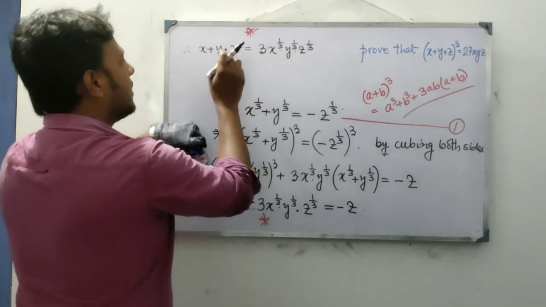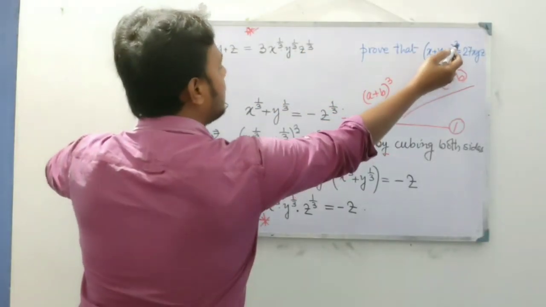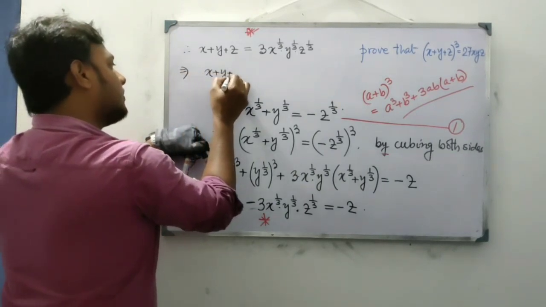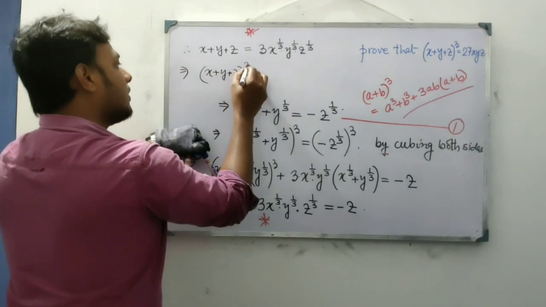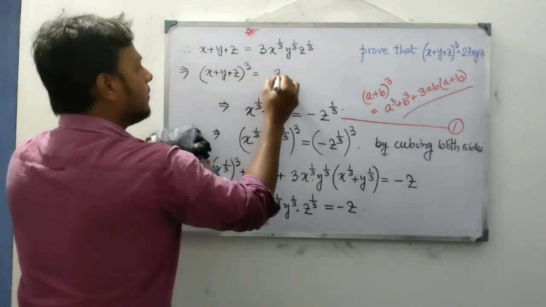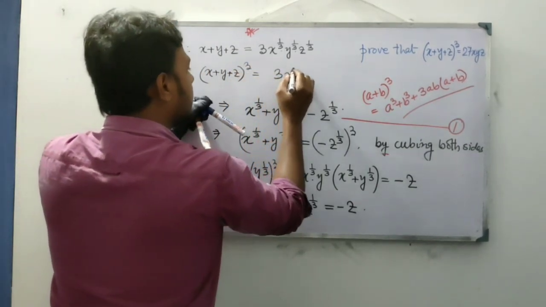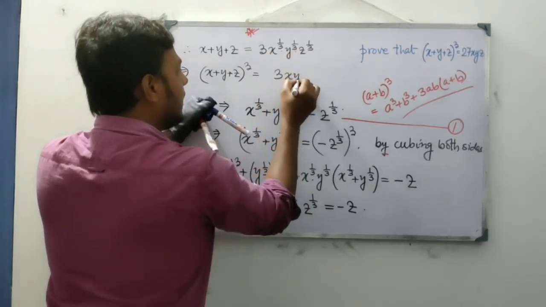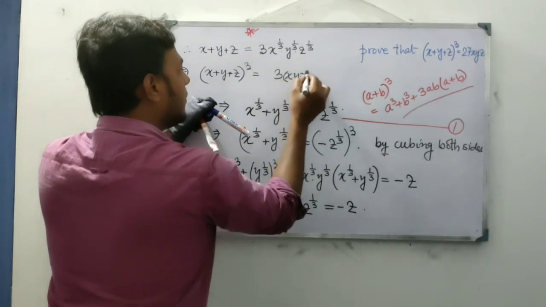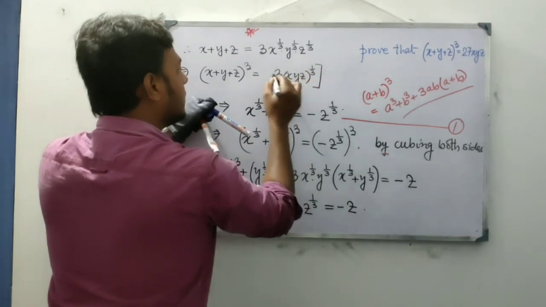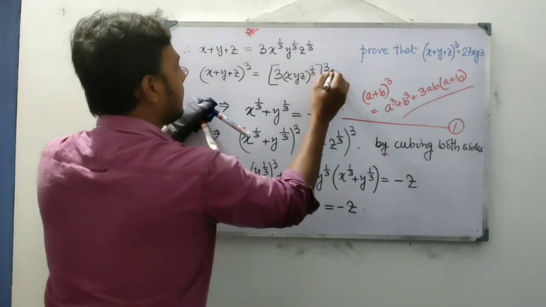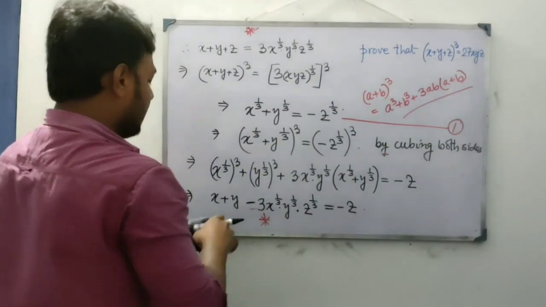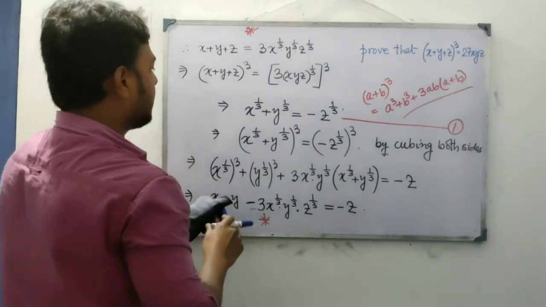Now again cubing both sides. We have to prove x plus y plus z whole cube, so we have to cube both sides. The left hand side will be x plus y plus z whole cube, and right hand side will be 3 into x to the power. Okay, these three together we can write x, y, z to the power 1 by 3 already was there, whole cube. Okay, actually this is our this. Now simplify the right hand side, then you will get the answer.